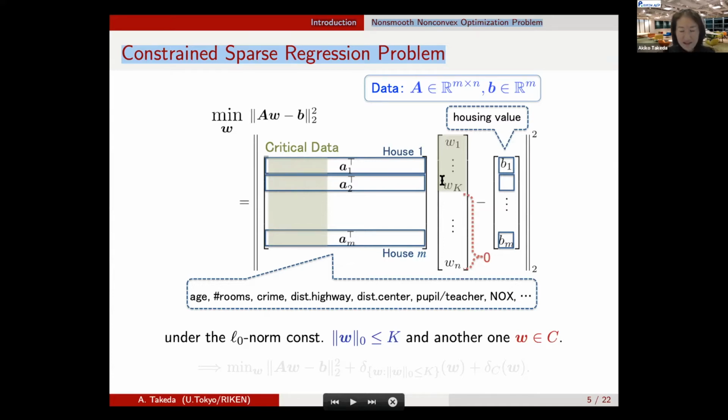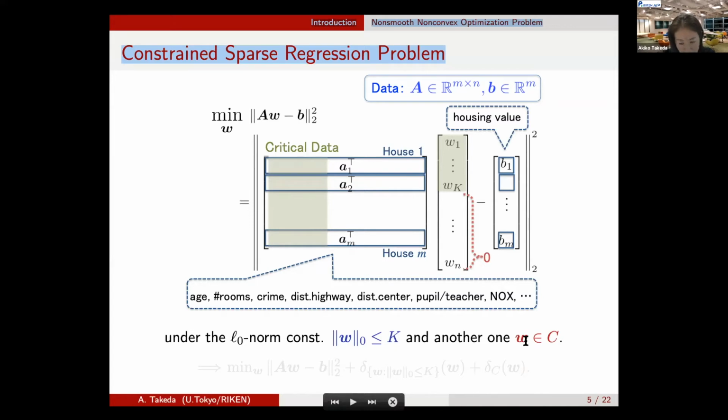So this is the problem. Nowadays we have lots of data, but maybe there are only 10 or 5 important features that have a big influence on the estimation of housing value. So we want to select the key, important k elements. For that purpose, we can use an L0 norm constraint like this. The L0 norm is defined as the number of non-zero elements in a vector W. So this is the L0 norm constraint, and we want to select the important k elements from the whole data set. So this is the problem we want to solve.